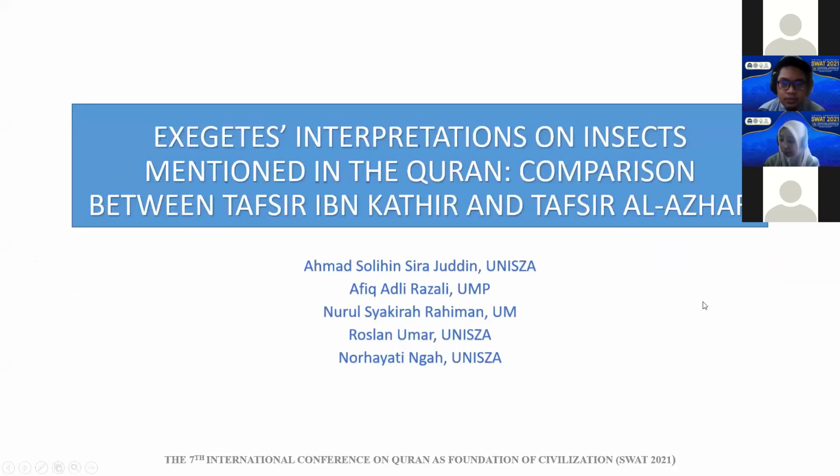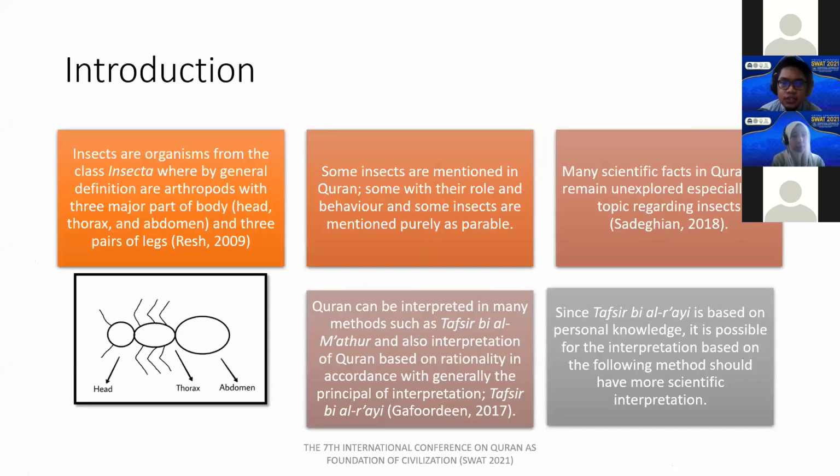Okay, my name is Ahmad Solihin bin Sirajuddin. I'm from East Coast Environmental Research Institute in UNIZA. Today I'm going to present about the interpretation on insects mentioned in the Quran, comparison between Tafsir Ibn Kathir and Tafsir Al-Azhar.